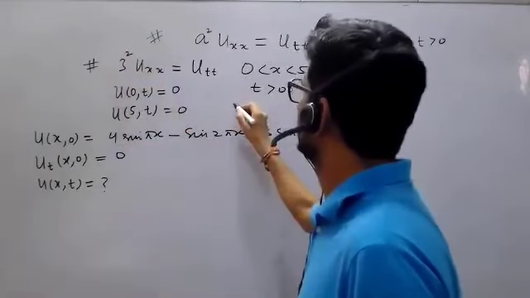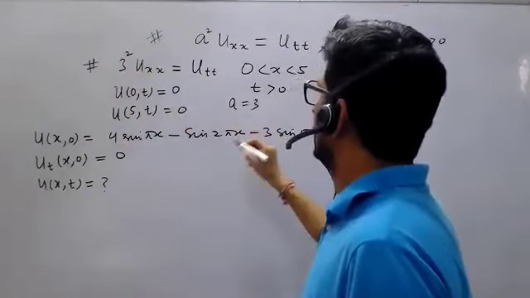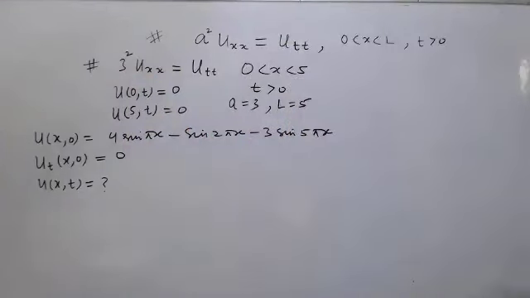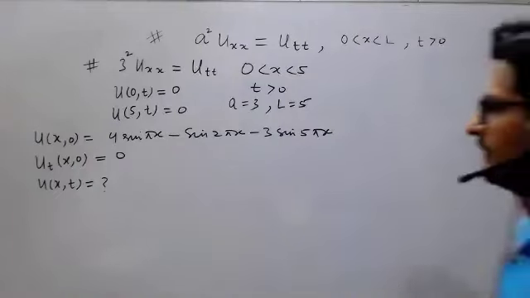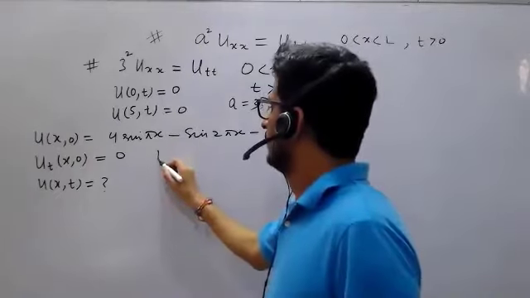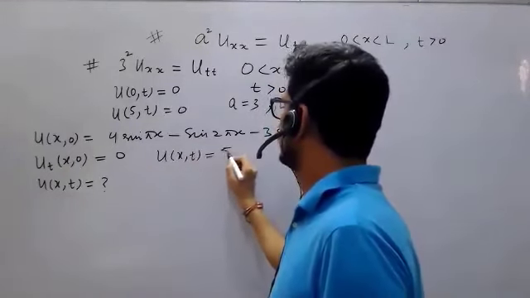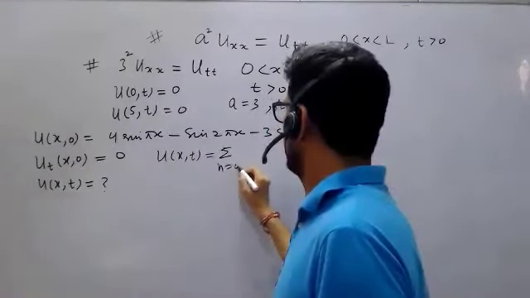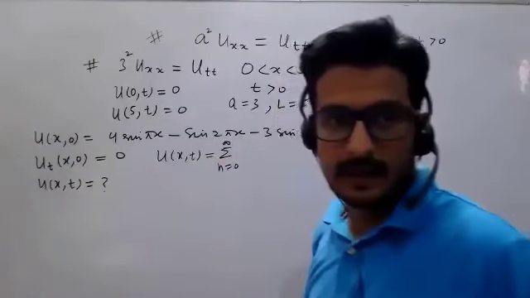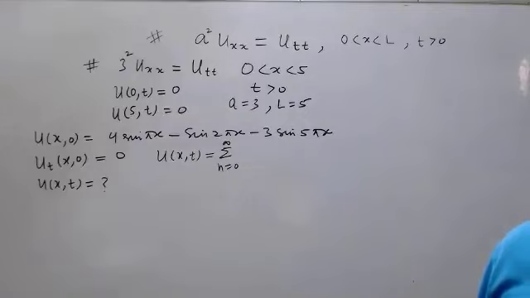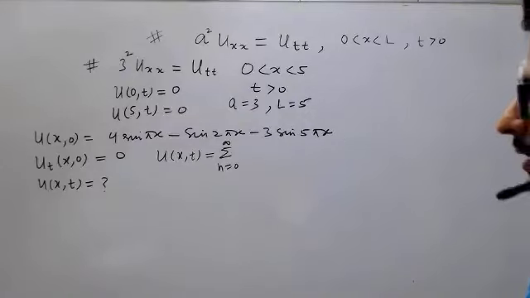Can you see that? And the value of L is 5. Can you see that for this equation? And so u of x comma t will be equal to summation. Understood?